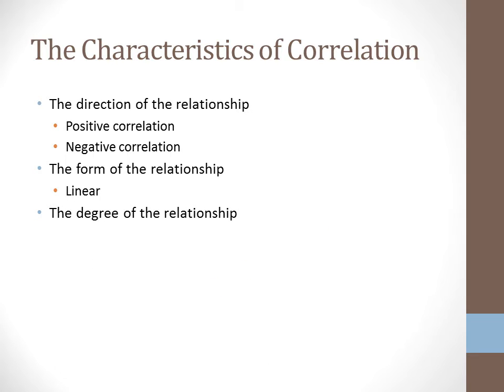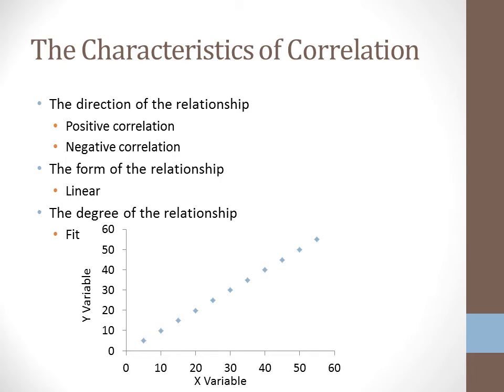The last characteristic of correlation that we will discuss is the degree of the relationship. Finally, a correlation measures how well the data fit a specific form being considered. For example, a linear correlation measures how well the data points fit onto a straight line. The degree of the relationship is measured by the numerical value of the correlation. A perfect correlation is always identified by a value of 1, and that indicates that the data fit perfectly.